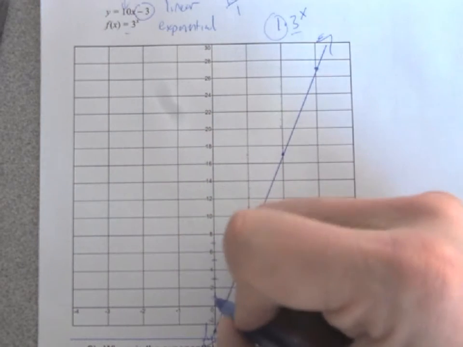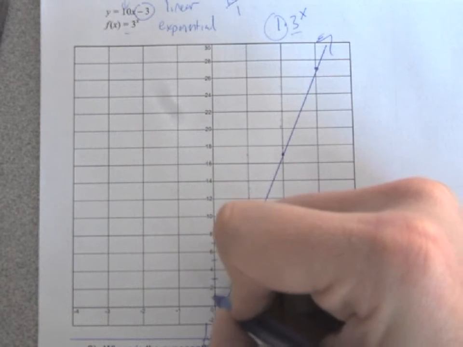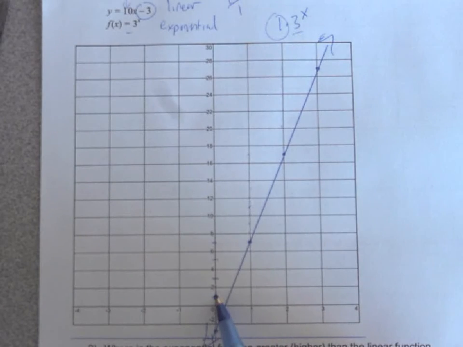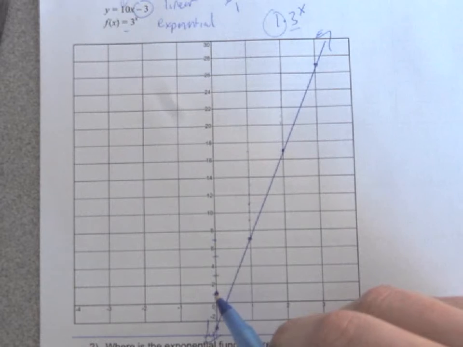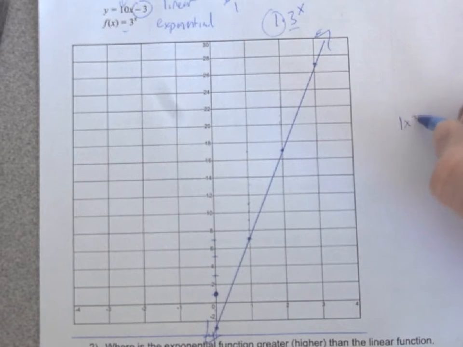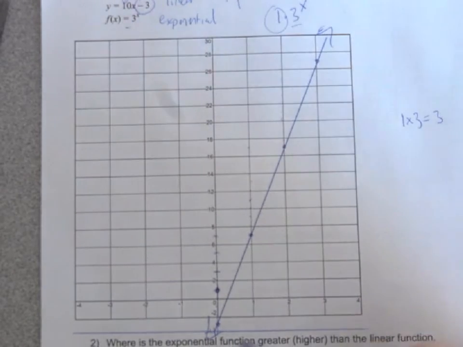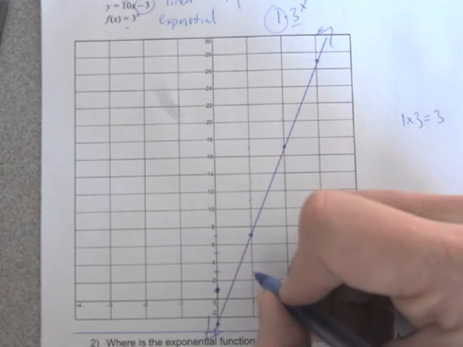So we're going to start at 1, which is right here. And then every time we move over, we're going to triple the value. Right now we're at 1. We're going to triple it. 1 times 3 is 3. So when we move over 1, we're now going to be up at 3.